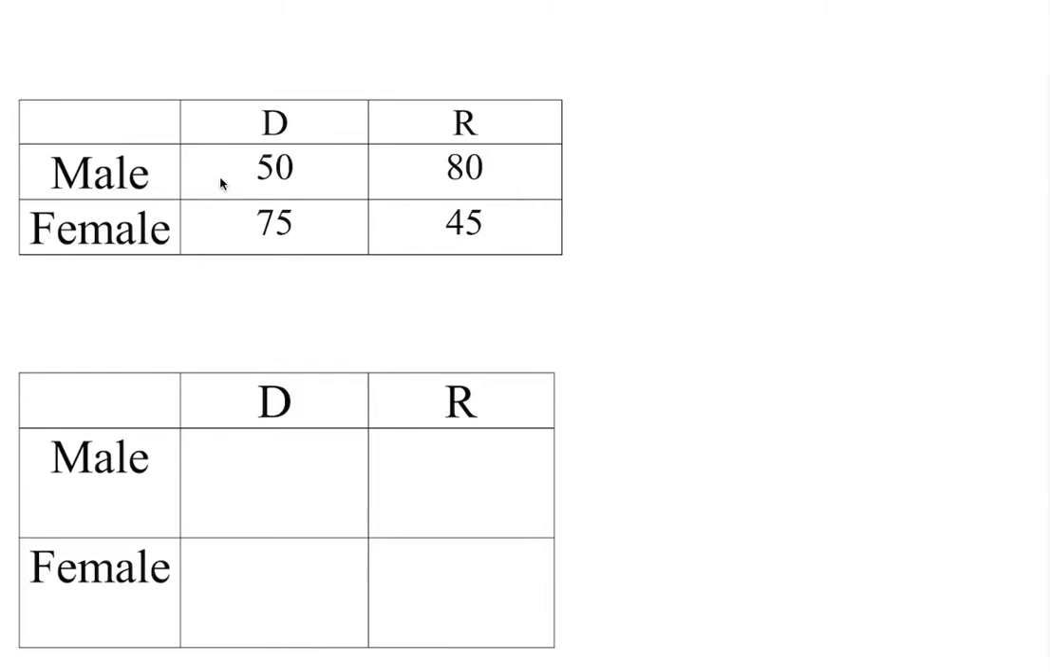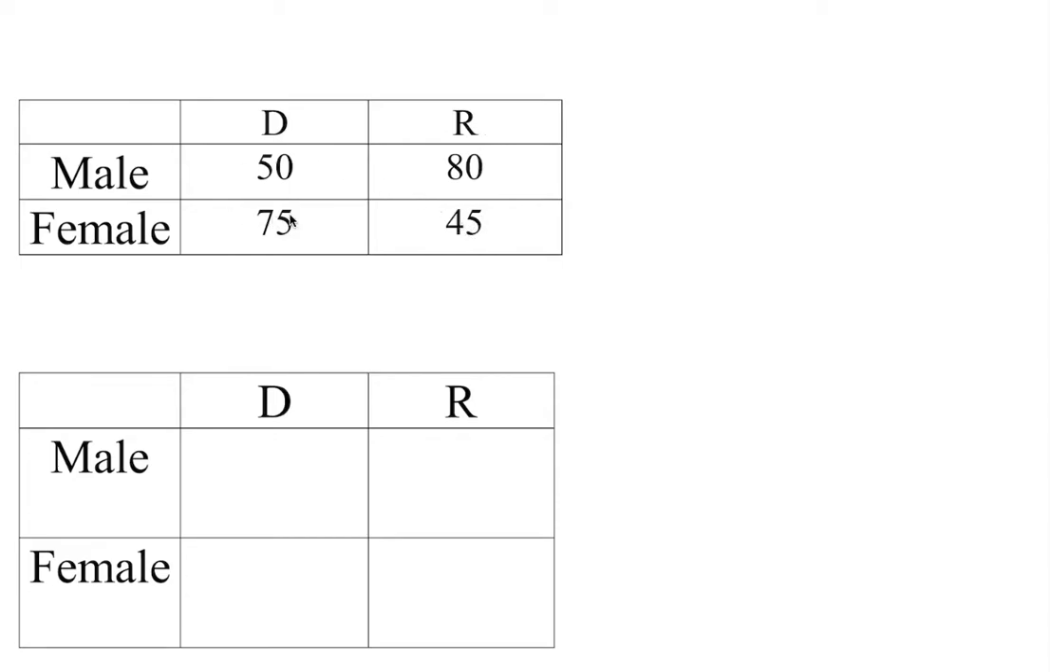This is what we recorded here. Actually, 50 males voted for Democrat. I'm recording this video two days before election day, November 3rd, 2020, so my mind is working on Democrat and Republican, and also independent. So how many males are voting for Democrat? 50 males. And how many males are voting for Republican? 80. And female, 75 voted for Democrat and 45 voted for Republican.